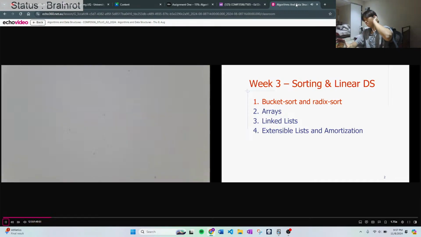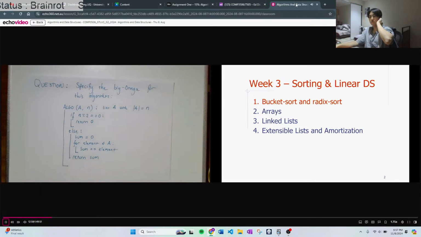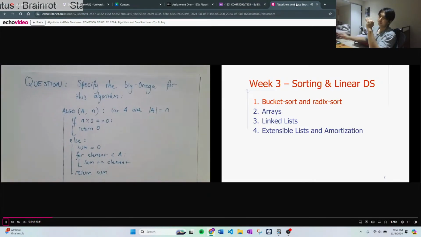This one, back to the doc cam. Suppose it's an exam. Suppose it's the end of your exam, and I ask you a question like this. Can you see that okay? It says, specify the big omega for this algorithm. And then there's an algorithm there. Are you going to be annoyed at me about a question like this? Who would be kind of annoyed about this question?